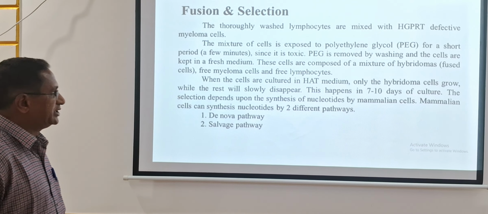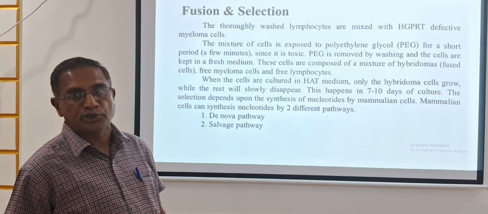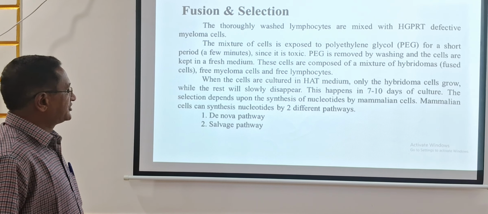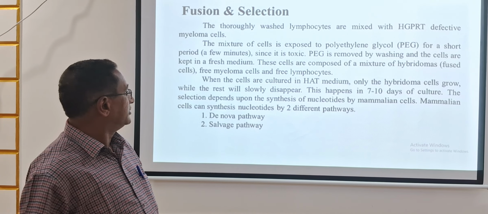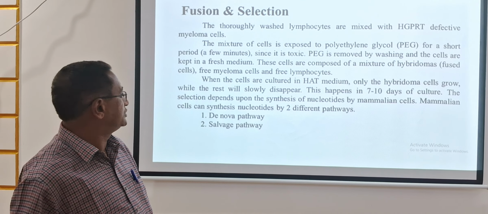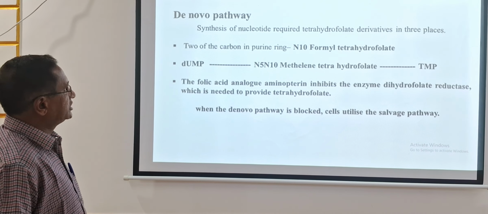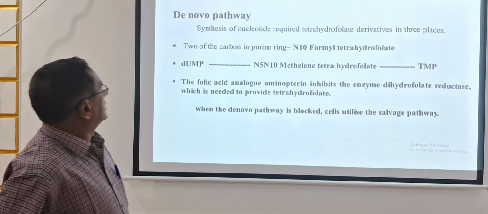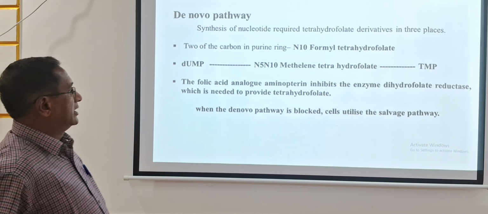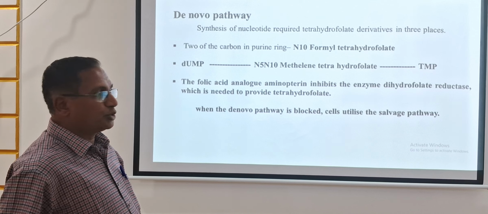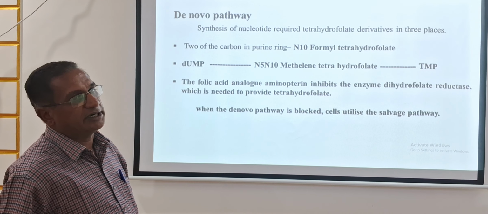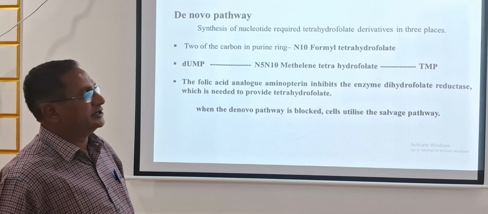The selection depends upon the synthesis of nucleotides by mammalian cells. The mammalian cells can synthesize nucleotides by two different pathways. One is the de novo pathway, the second one is the salvage pathway. First is the de novo pathway. It needs the dihydrofolate reductase enzyme, which is involved in producing the tetrahydrofolate derivatives.